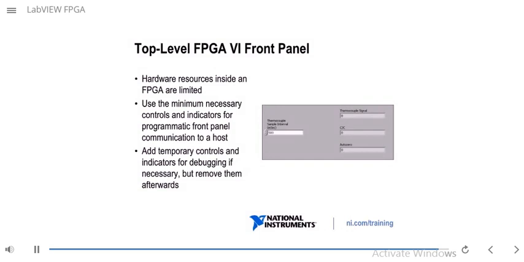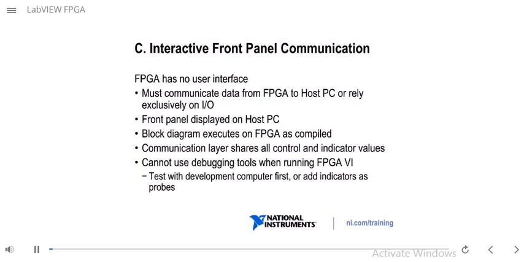Now you can add an FPGA VI to a LabVIEW project and view FPGA function palettes. Next, we will communicate between the FPGA and host PC using interactive front panel communication. In the previous section, we described how to create an FPGA VI and view the functions palette. By the end of this module, you will be able to communicate between the FPGA and host PC using interactive front panel communication. Now let's talk about interactive front panel communication.